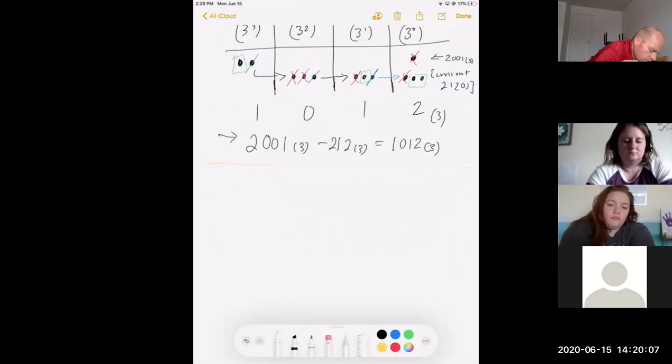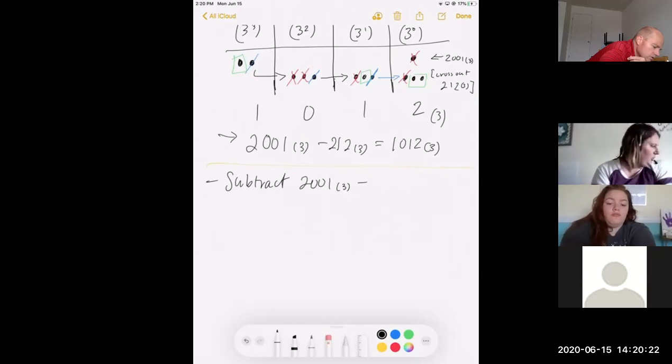So I'll go through one more real quick. We're going to subtract 2001 base 3 minus 212 base 3 using our base blocks.